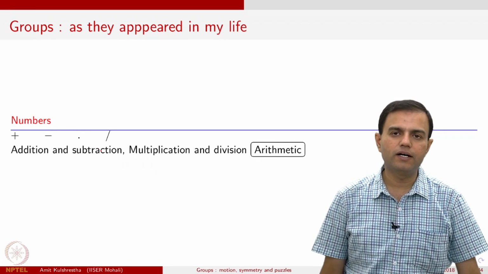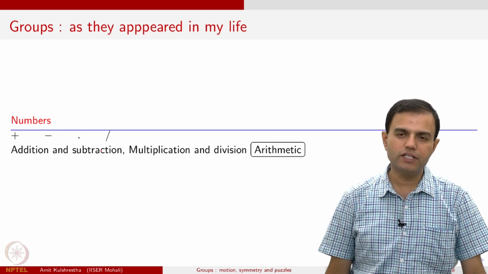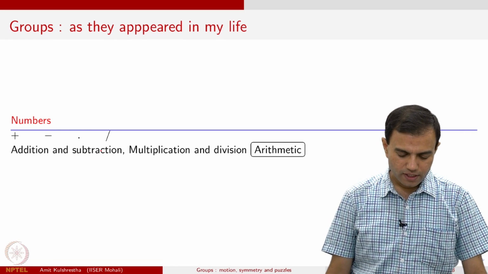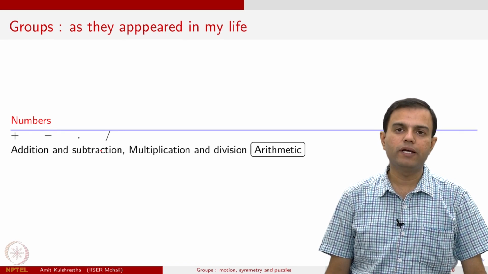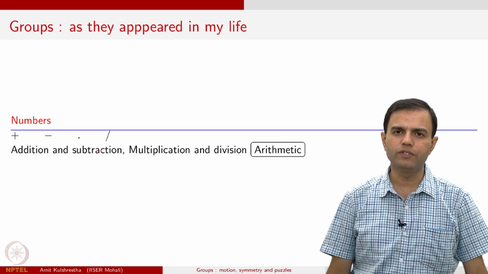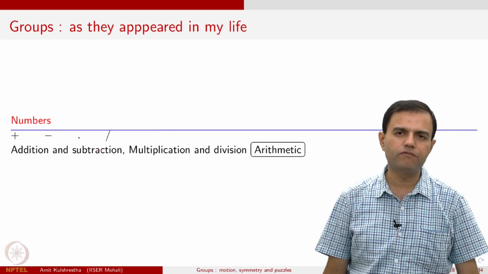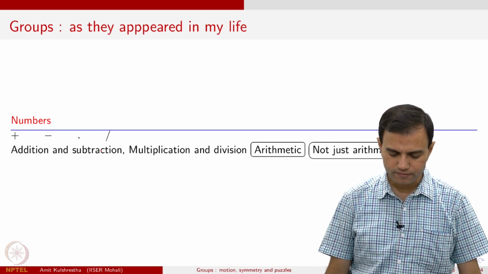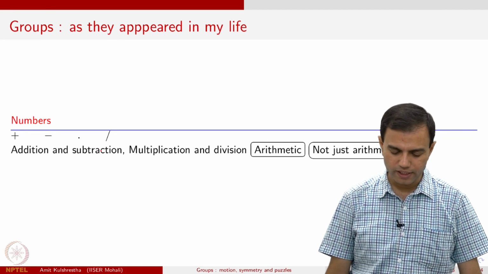Similarly, if you take non-zero rational numbers, you can multiply two non-zero rational numbers, and you can divide by non-zero rational numbers as well. So arithmetic is there, and arithmetic has a lot to do with groups. Lots of examples of groups come from arithmetic. We will see that. But groups are beyond that.